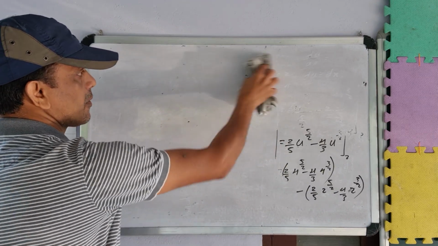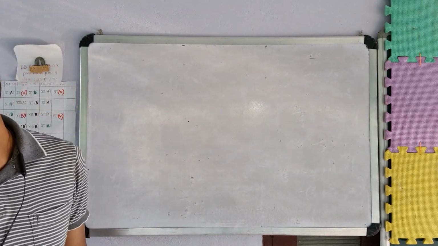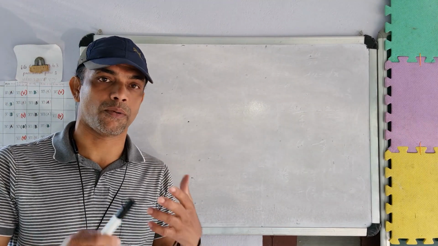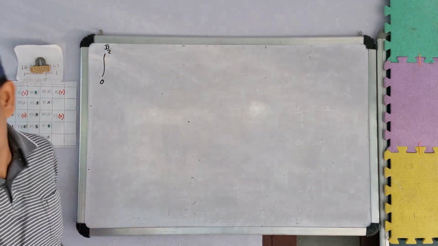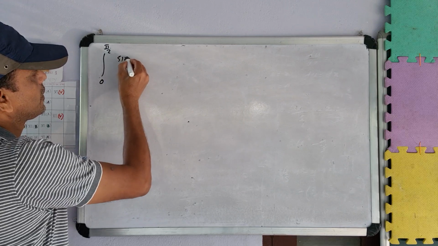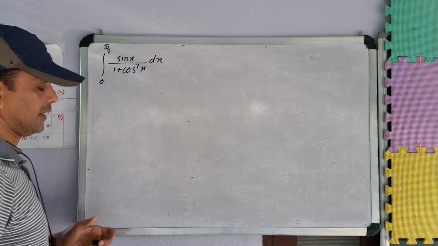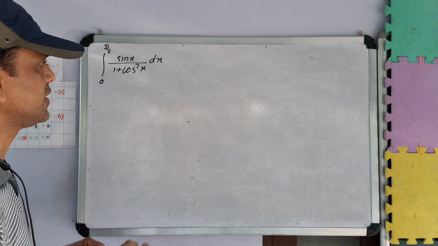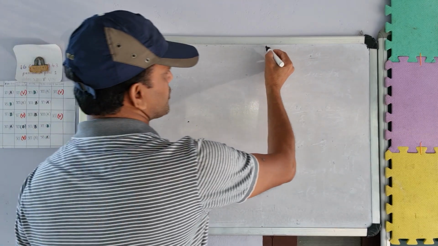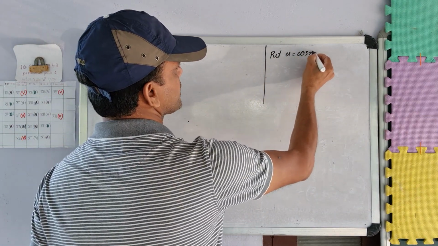I think the next problem is very important in this category of problems. From my perspective, this problem may come in the exam. It is the integral from 0 to pi over 2 of sine x over 1 plus cos squared x, dx. This is a very important problem. Let's try. We take u equals cos x. You know why?